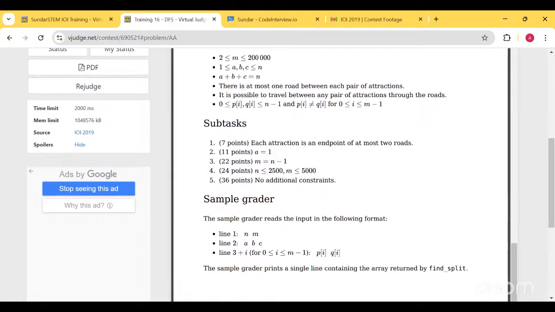So let's check how to solve the first subtask. Do you know how to solve it? We have to find a path of length minimum between. Okay, yes.